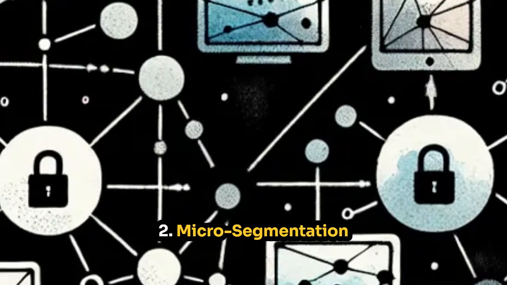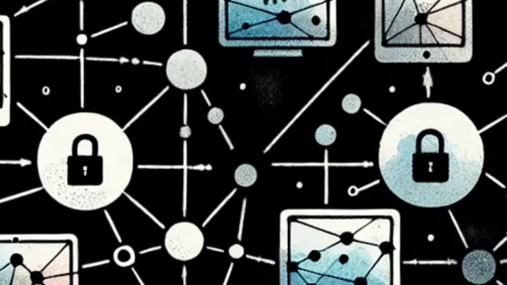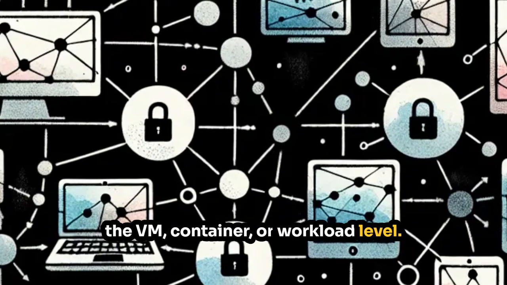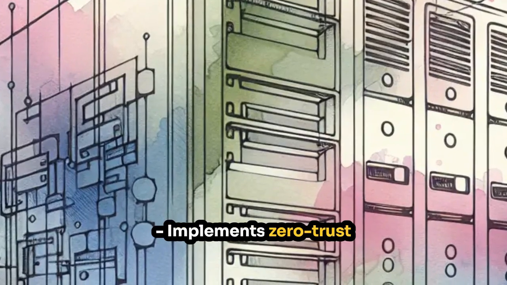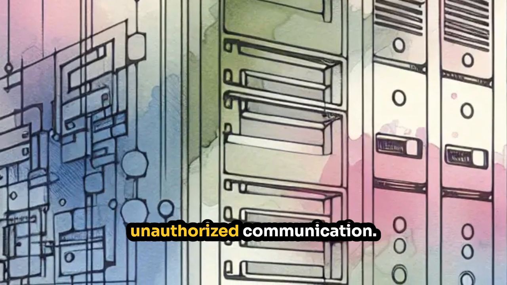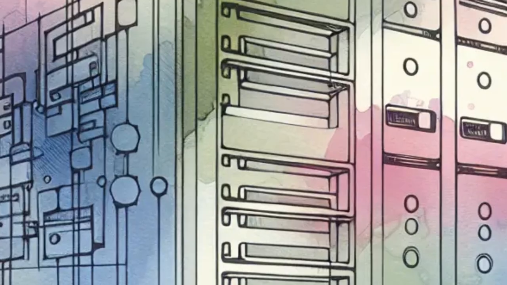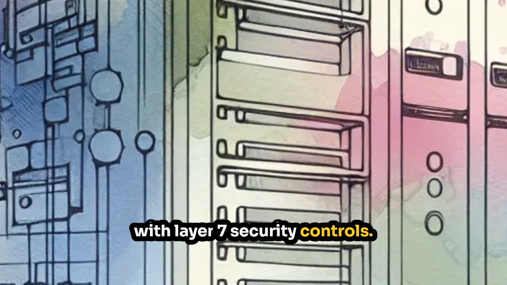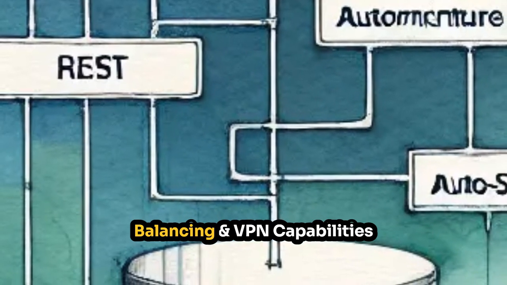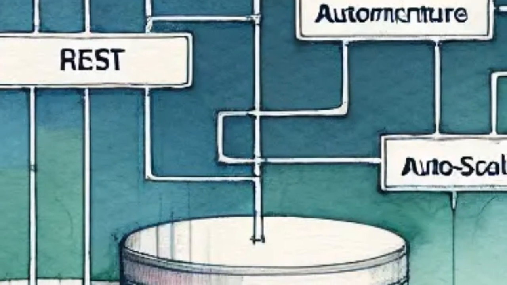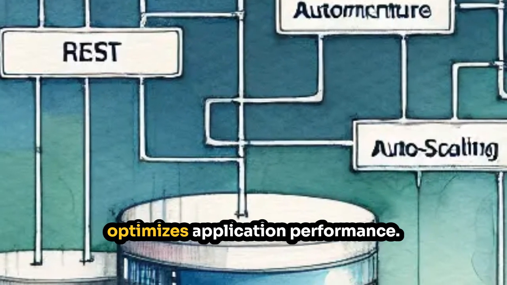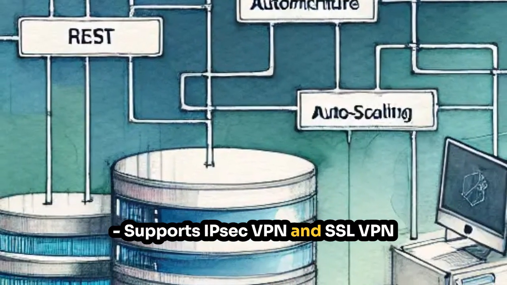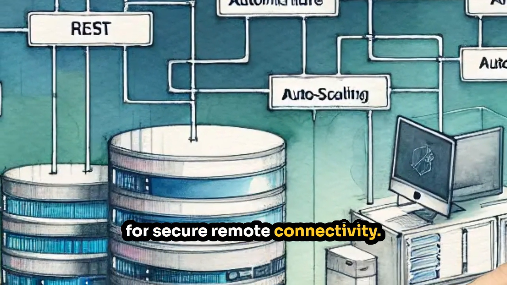Two: microsegmentation and zero trust security. Enforces granular security policies at the VM, container, or workload level. Implements zero trust security by restricting unauthorized communication. Protects against east-west threats with Layer 7 security controls. Three: advanced load balancing and VPN capabilities. Built-in L4-L7 load balancer optimizes application performance. Supports IPsec VPN and SSL VPN for secure remote connectivity.